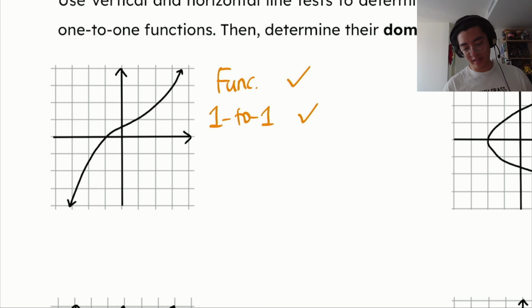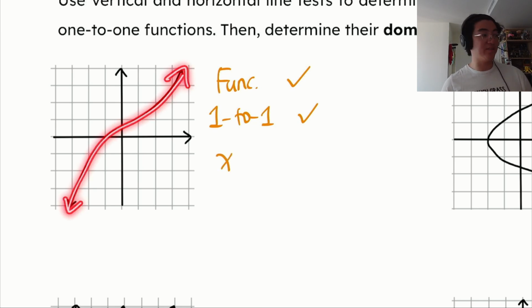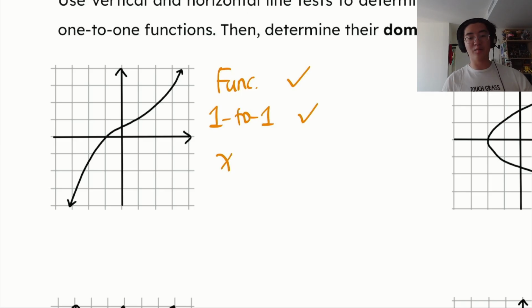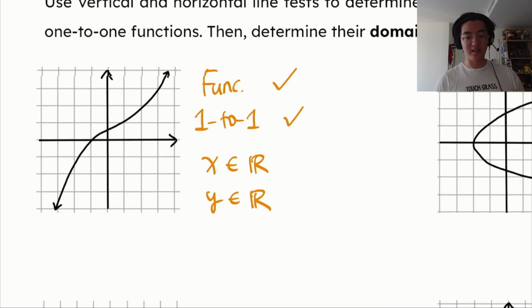Okay, now domain and range. What's the domain and range here? You can see here, it goes on infinitely for all the x's and all the y values. So it's all real numbers. Again, we use this symbol to denote that. All real numbers. Okay, done.